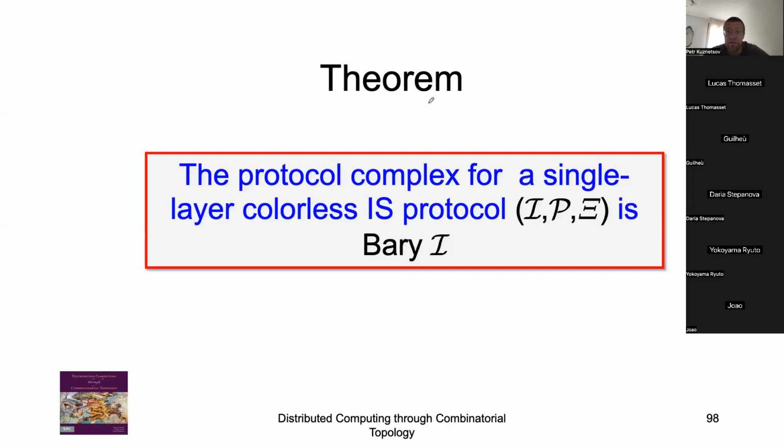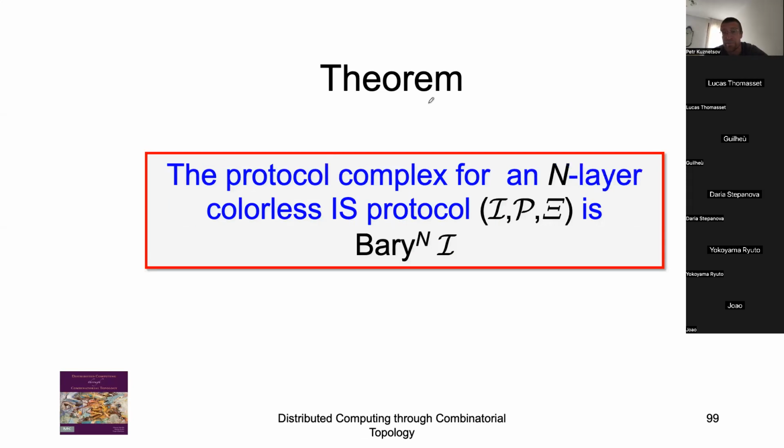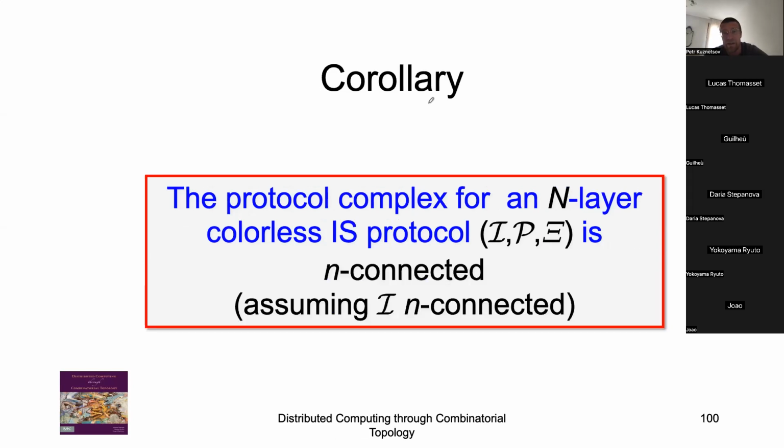Right. So the colorless immediate snapshot protocol for one layer is the barycentric protocol, the barycentric subdivision of I, and then we should apply the composition to show that it holds for any number of iterations, any number of layers. So we have L layers of colorless immediate snapshot protocol. The protocol complex is going to be the L-iterated barycentric subdivision of the input complex.